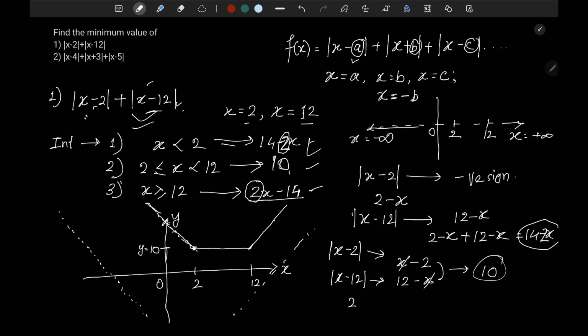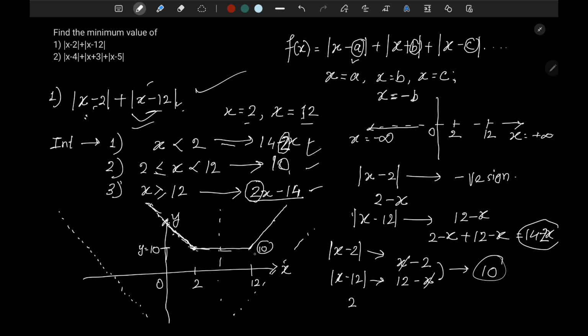These two lines have similar properties. They have the same slope, so this will become a mirror image from this point, kind of like this. So you can see from the graph easily that the least value or minimum value of this particular function comes between 2 and 12, and that value is 10.